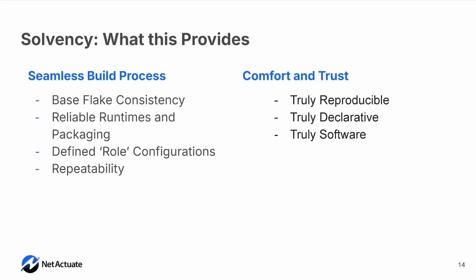So inside cloud init, you customize your base flake, and then you can download the role that flake needs to inherit. We've now reduced entirely how many images we need. We need one. And we can download the ephemeral role and reboot it into that role anytime we need to. And so now we have a seamless build process, and we've got that comfort and trust. We can treat this like cattle or pets because it's truly reproducible, it's truly declarative, and it's truly software.